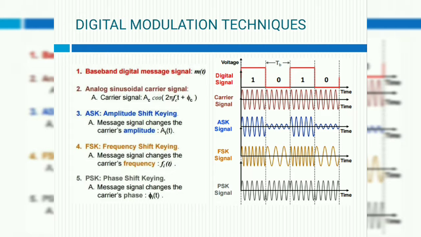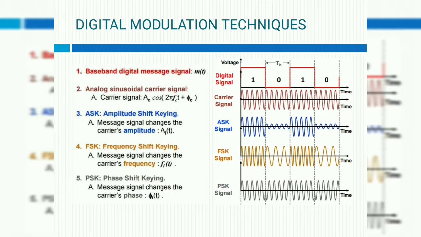See here, ASK is known as amplitude shift keying, and it is also known as on-off keying, because whenever the binary data 1 is there, the carrier is passed. Whenever there is a 0, the carrier will not be passed. That is known as ASK, or on-off keying. It is an easy method to detect the information at the receiver side.